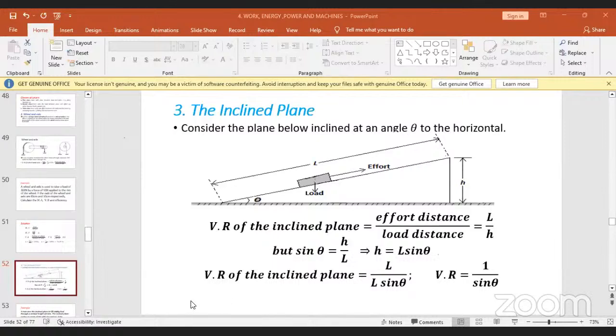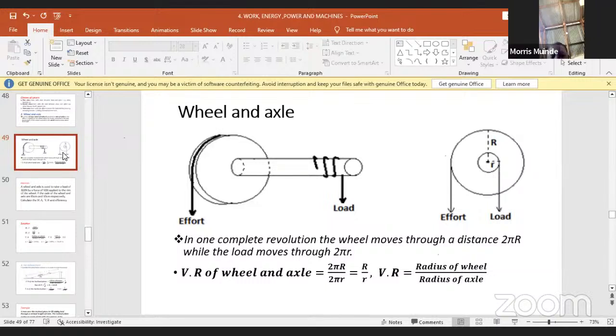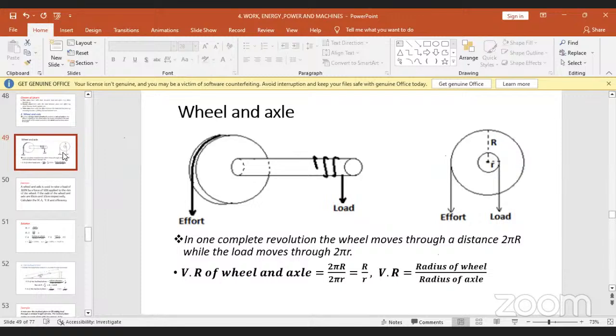Next, after the inclined plane, we go now back to, remember, for mechanical advantage, it remains load over effort. Now, with the wheel and axle, where do we normally have, in reality, wheel and axle as a machine?